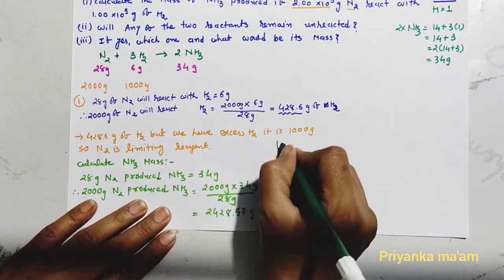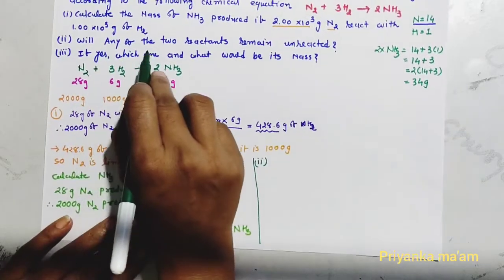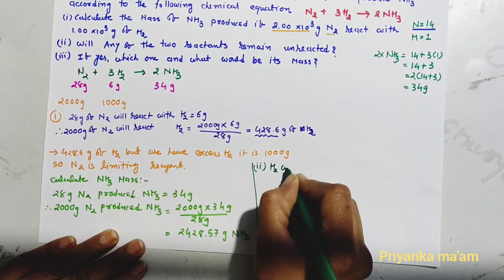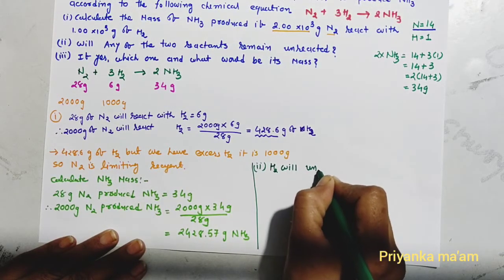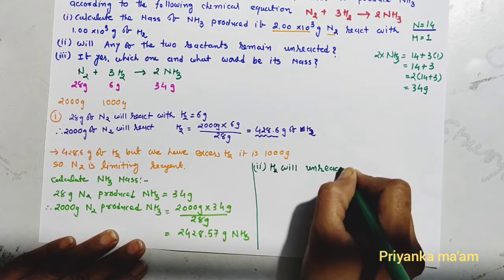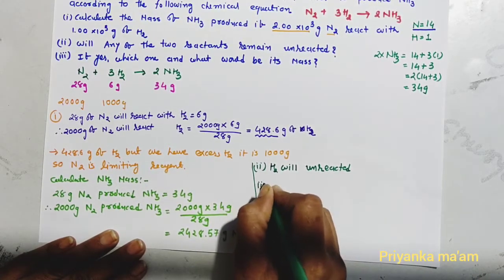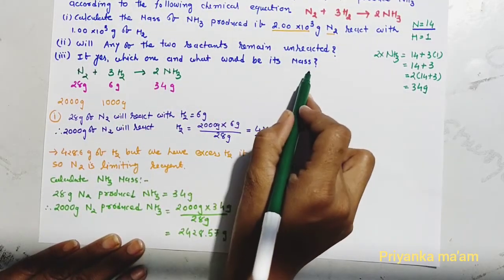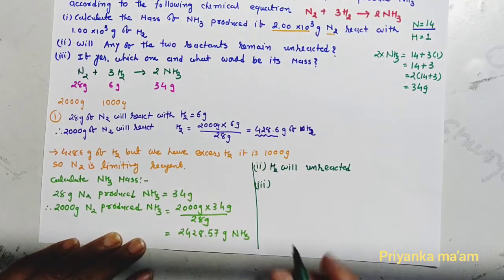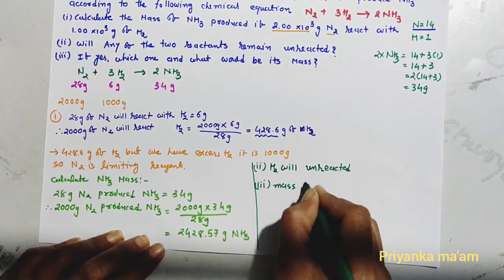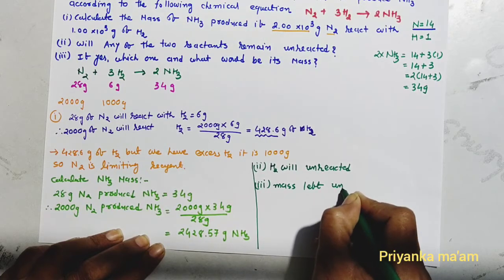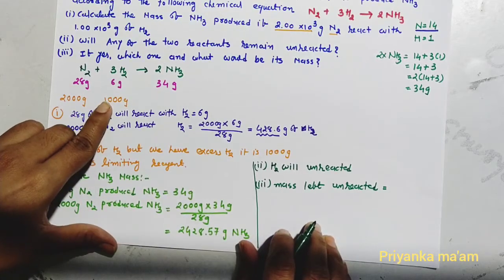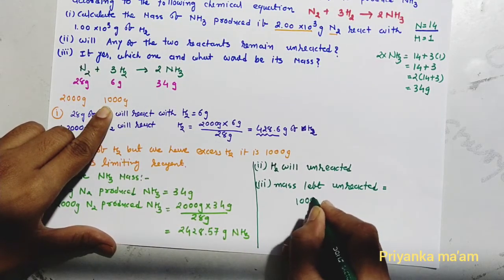Now, answer 2. Will any of the two reactants remain unreacted? Yes, H2 will remain unreacted because it is in excess amount. Answer 3. If yes, which one and what would be its mass? तो ये बताइए कि कितना अनरिएक्टेड रहा है. Mass left unreacted is equal to how much H2? It is 1000 gram.